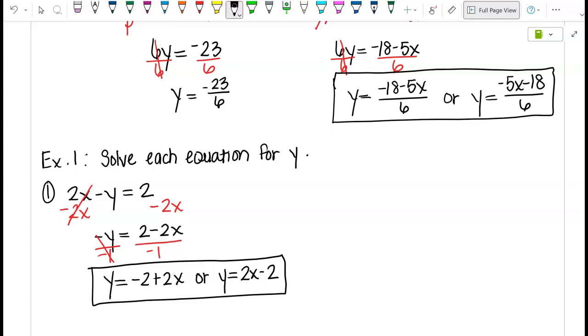So again, we're just treating that extra variable like it's attached to that number as we move it. We have to know what variable am I trying to get by itself. All right, the next one. 2x minus 5y equals negative 30. Again, all of these we are solving for y.